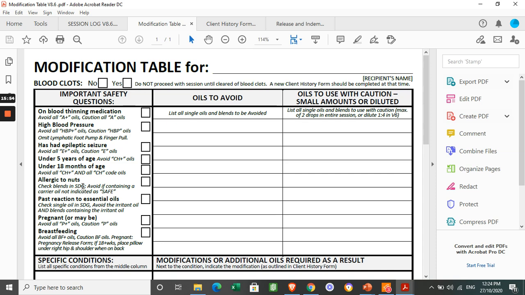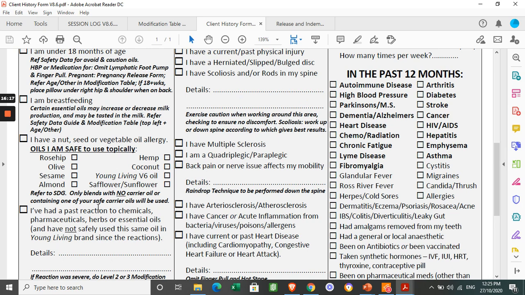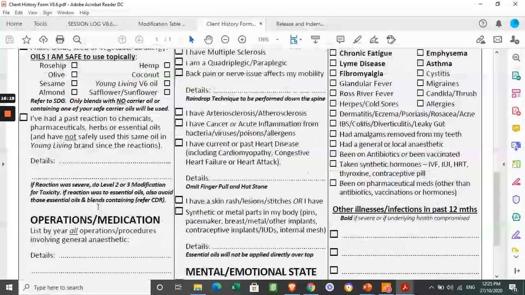An oil to avoid would be Ortho-Ease. You would want to avoid that proprietary blend, and you would put it over here in the oils to avoid. And the safety data guide gives you the massage oil ingredients at the very back of the safety data guide as well.